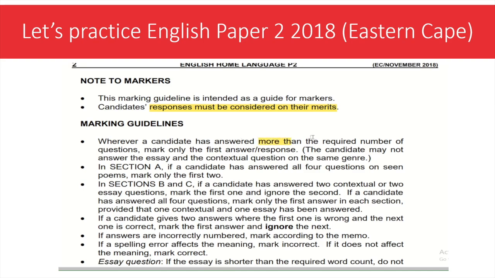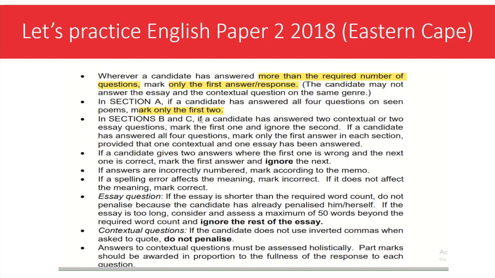If more than the required number of questions have been done, you only mark the first response. So, in section A, if a candidate has answered all 4 questions on the seen poetry, you only mark the first 2. Then in section B and C, if the candidate has answered 2 contextual questions and 2 essay questions, you mark the first one and you have to ignore the second one.